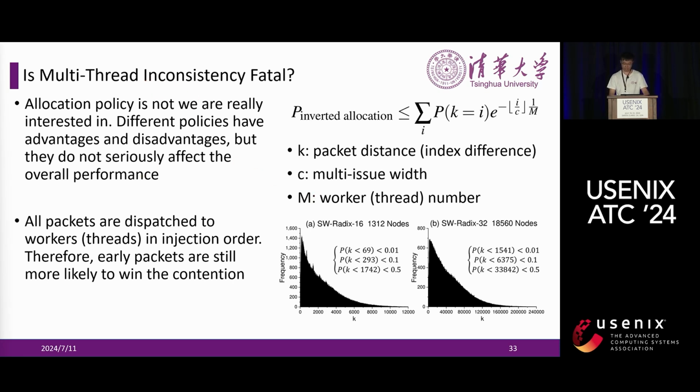Another question is the variance between single-thread and multi-thread execution. Actually, since all packets are dispatched to threads in injection order, early packets are still more likely to win the competition. We give the estimation of probability for inverted allocation. Put simply, the probability of inverted allocation is very low. Experiments also confirm this.